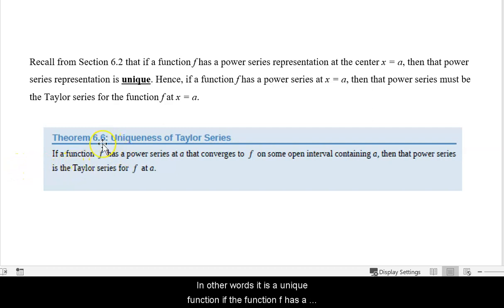If the function f has a power series at a and it converges to the same function on some open interval containing the center, then that power series must be, in fact, the Taylor series for the function at a. Sometimes you don't recognize that it is the same series, but in fact it is, and there must be some method algebraically to convert one into the other.